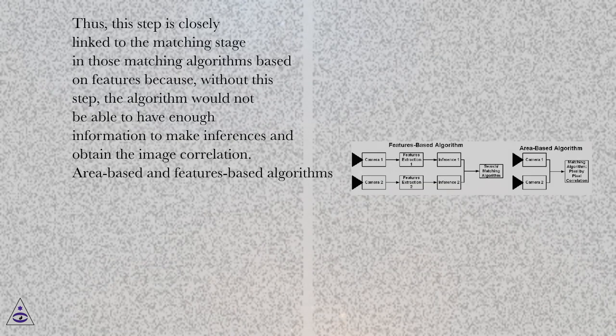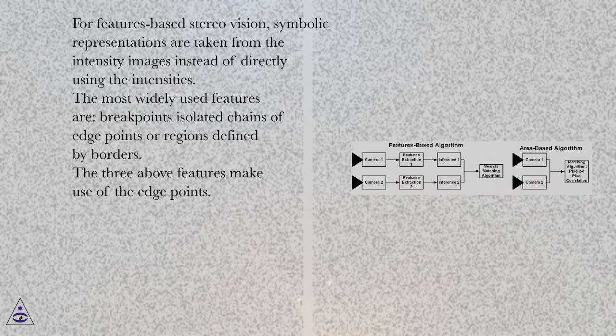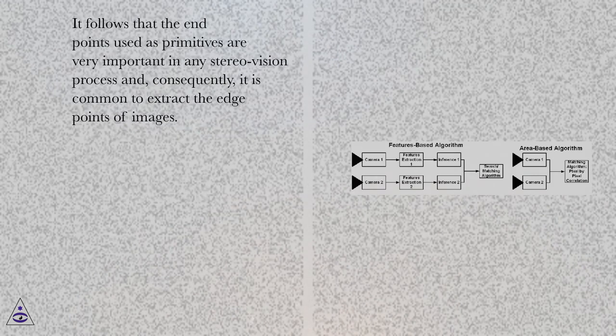Area-based and features-based algorithms. For features-based stereo vision, symbolic representations are taken from the intensity images instead of directly using the intensities. The most widely used features are breakpoints, isolated chains of edge points or regions defined by borders. The three above features make use of the edge points. It follows that the endpoints used as primitives are very important in any stereo vision process and, consequently, it is common to extract the edge points of images.